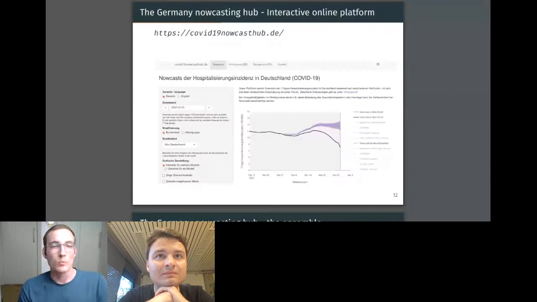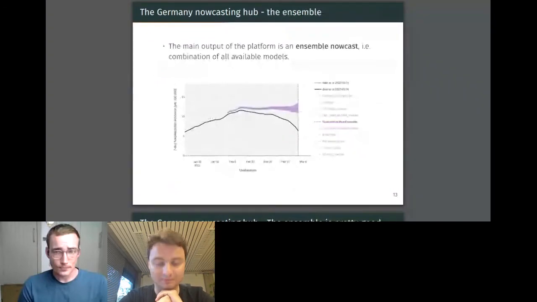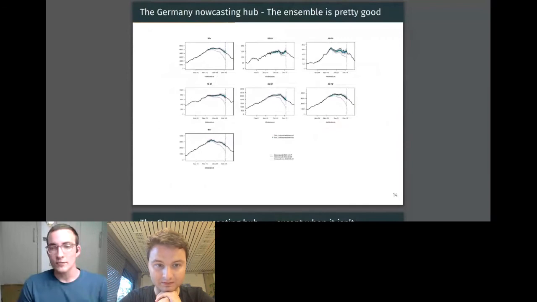And there's this nice website that, again, I recommend you check out. And you can look through the nowcast. There's also an English section if you don't speak German, like I do not. You can look through the nowcast interactively. You can explore different models. You can explore the ensemble, which is the one that's primarily used by policymakers. And yeah, so the main output here is the ensemble, and everything else is really a learning exercise for the teams. So if you're a policymaker, please use the ensemble.